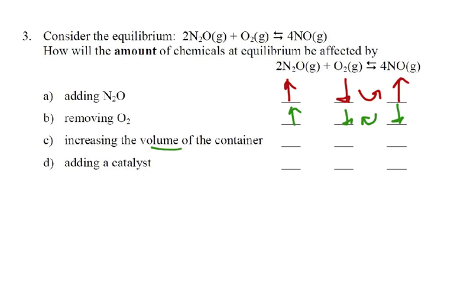If we increase the volume, okay, so let's look at moles of gas. On the left side, reactant side, we have 3 moles of gas. On this side, we have 4 moles of gas. So if I have too much room, we want to shift to the side that takes more room. So we're going to be shifting to the right. And everybody follows the scoopy arrow. So it's down, down, and up. And finally, if we add a catalyst, no change. We get to the same equilibrium, just more quickly.